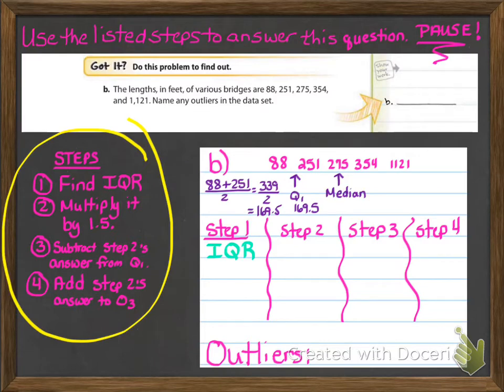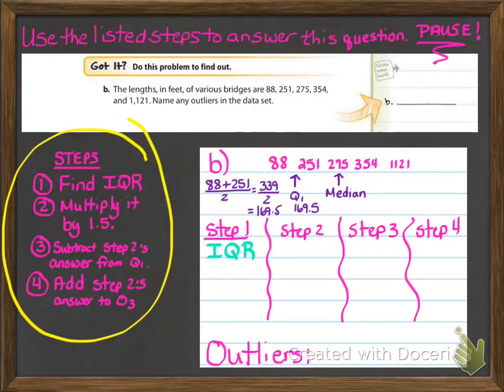So here I found quartile 1. In order to find your first quartile, you have to find the median of the first half of your numbers. Since there's only 2 numbers there, I had to add them and divide by 2. So I found my quartile 1 to be 169.5.